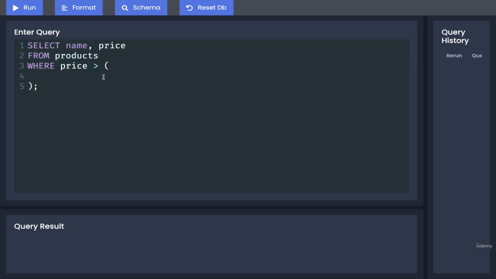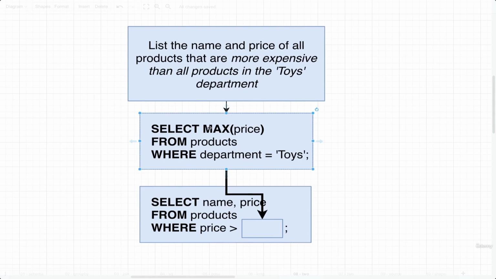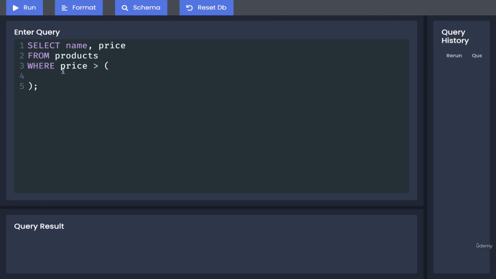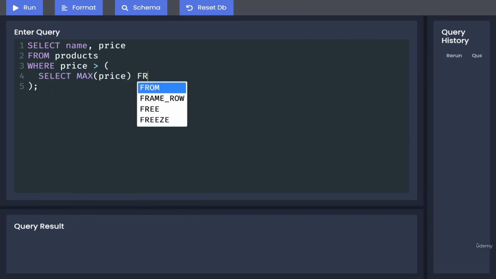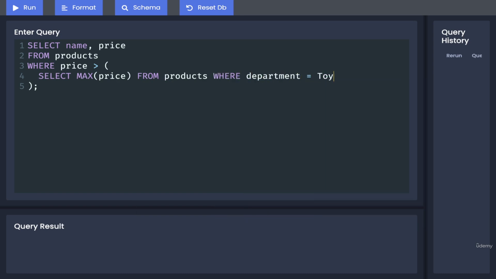Inside of these parentheses, we could write this entire initial query, the one that's going to give us the max price of all the products in the products table where the department is equal to toys. So we would write out that first query, the initial one that we want to run, inside of those parentheses. Something like select max(price) from products where department equals 'toys'. Toys should be in single quotes, like so. Now, when you write out the inner query, you are not going to put any semicolon at the very end. We only put a semicolon at the very end of the outer query.